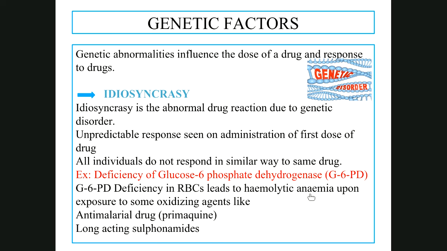So on the first dose itself, they develop anemia. Hemolytic means hemolysis. Lysis means breakdown, breakdown of the cells leading to anemia. Why? Because there is a genetic problem. What is the genetic problem? There is deficiency of an enzyme which is present on the RBCs. So this is the example of a genetic factor.